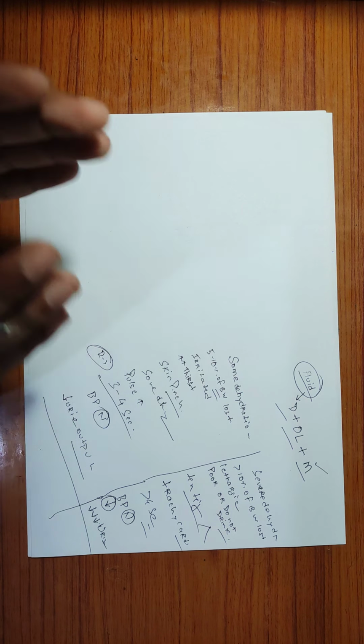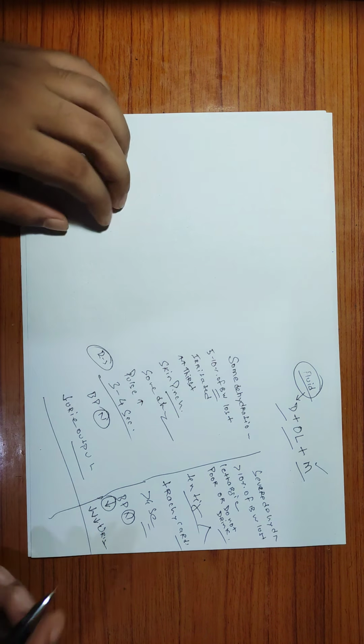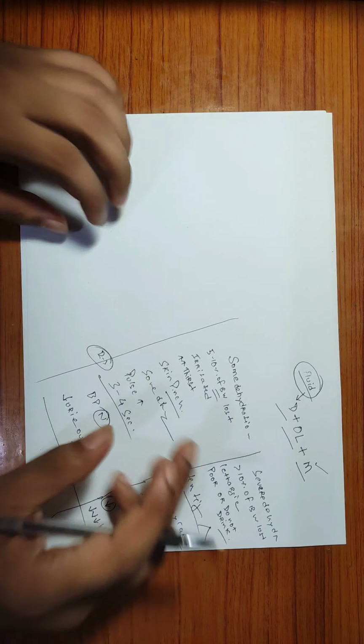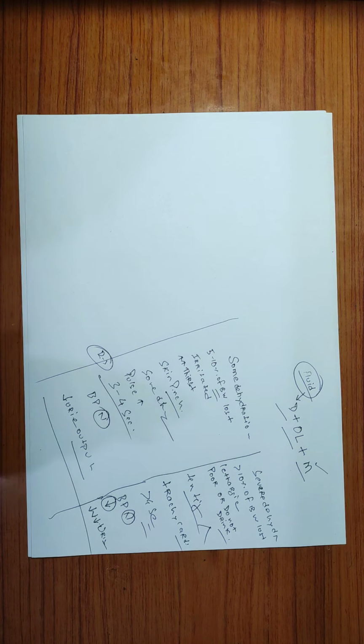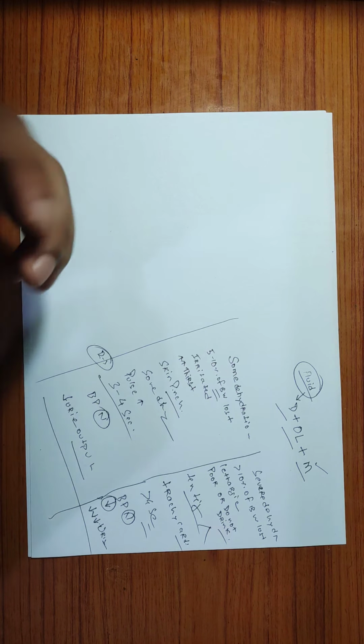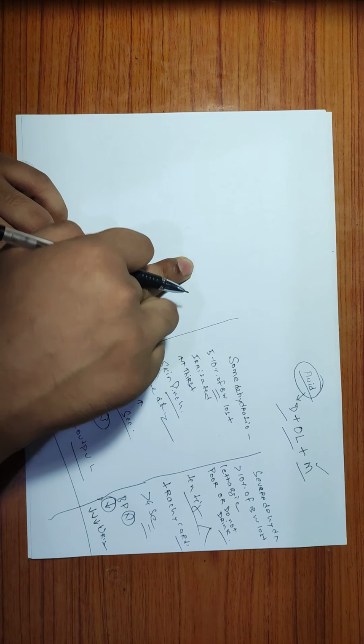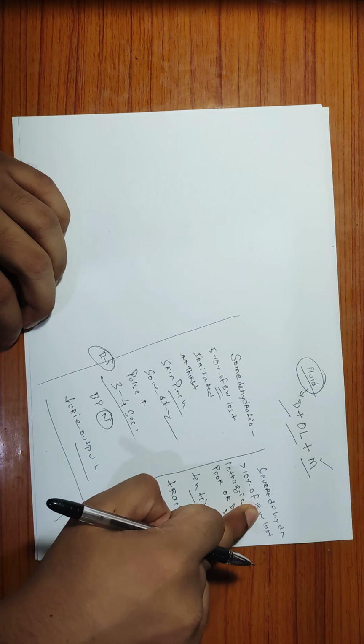So this is how you differentiate severe dehydration and some dehydration. Obviously you can have no dehydration, so we are not worried about that. There are only three categories for the hydration status of a person: no dehydration, some dehydration, severe dehydration.